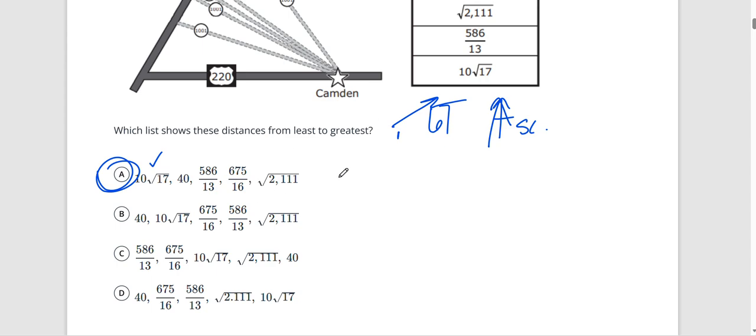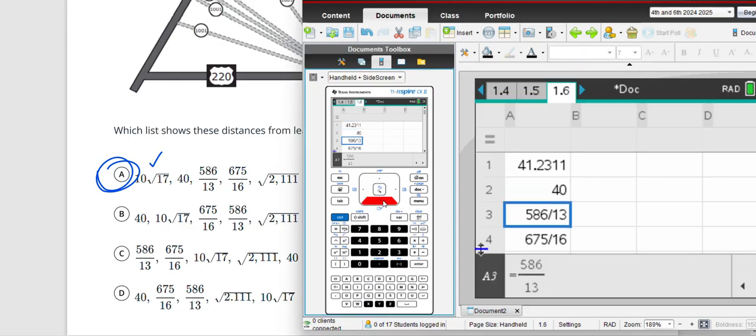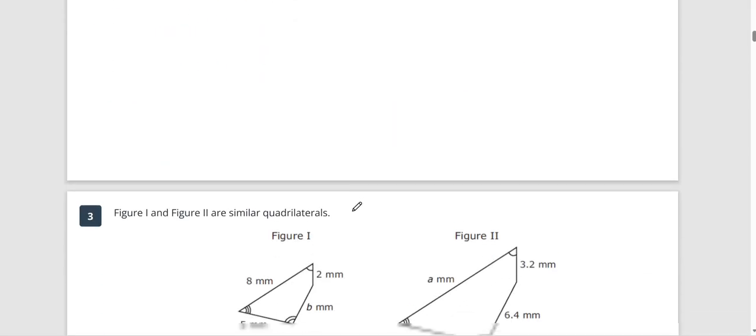Once I put that one in there, it didn't change at all. It didn't change at all, because that was actually my answer. Yeah, there it is. Matches up. Okay, next one over here.